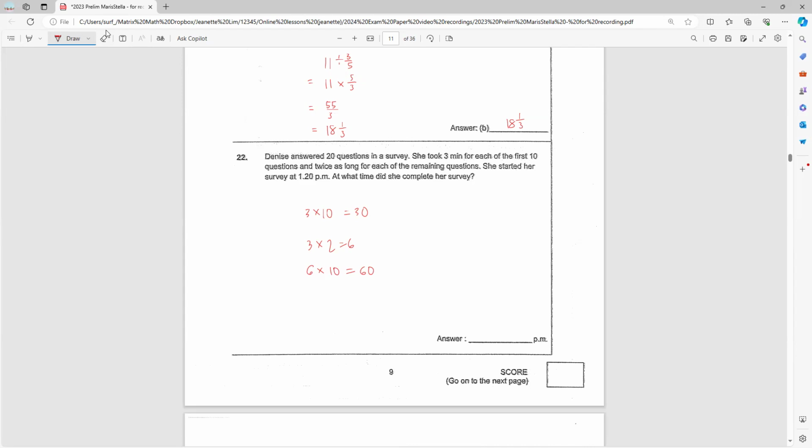Now, the total time is 30 plus 60 minutes, which is 90 minutes. Change to hour minute is 1 hour 30 minutes. She started at 1:20, so we need to find 1 hour 30 minutes later. Which is 2:50 p.m.